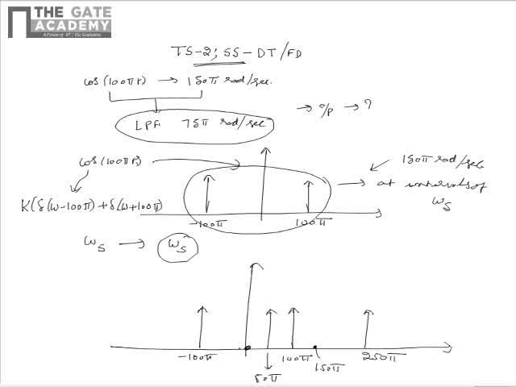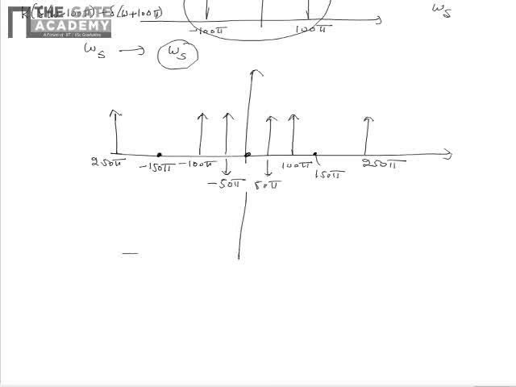Similarly, on the negative side also, we will have one impulse at minus 50 pi and another impulse at minus 250 pi. This is because of the centering of the band at minus 150 pi. Now it is given that this resultant signal is low pass filtered with a low pass filter of cutoff frequency 75 pi radians per second.